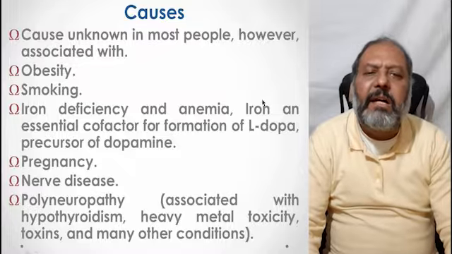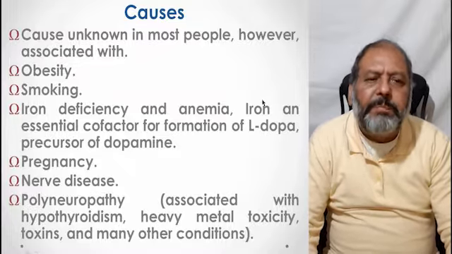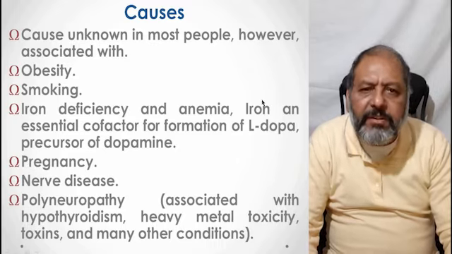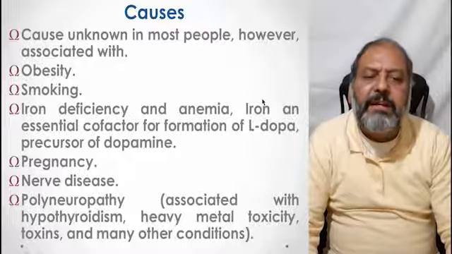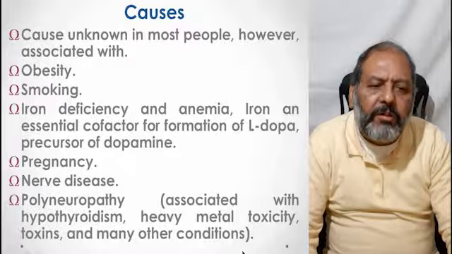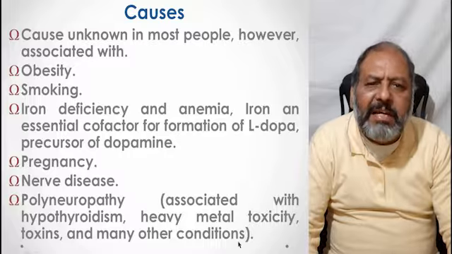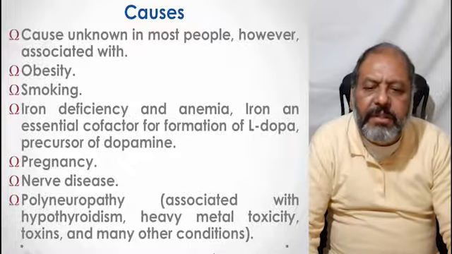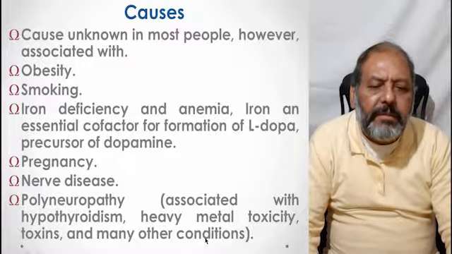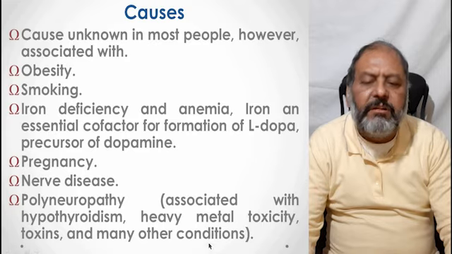Now, what are the causes of the disease? The cause is unknown in most people. However, it has been associated with obesity, smoking, iron deficiency and anemia. Iron is an essential cofactor for the formation of L-DOPA, the precursor of dopamine. Then in pregnancy, nerve disease, polyneuropathy associated with hypothyroidism, heavy metal toxicity, toxins, and many other conditions which cause the polyneuropathy.